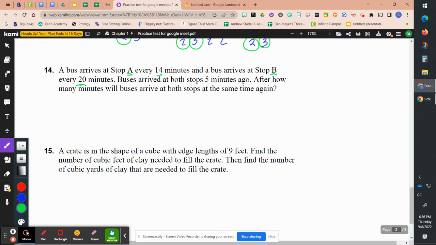Well, let's check. This sounds like a least common multiple problem. So I'm going to take 14 and 20. If I wanted to write the list of multiples of 14, I could go 14, 28, so on and so forth: 14 times 1, 14 times 2, 14 times 3, until we find a number that's also a multiple of 20. Or we can do factor trees.